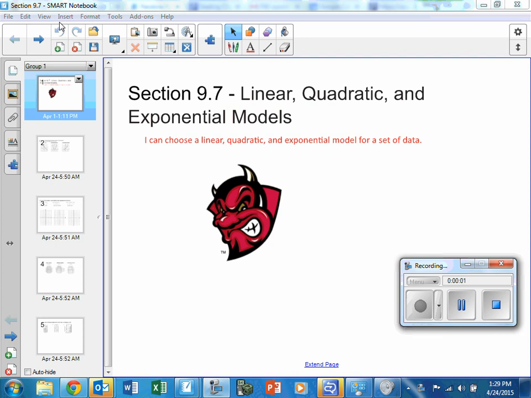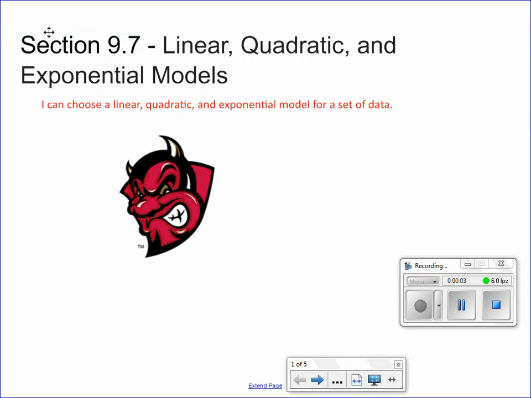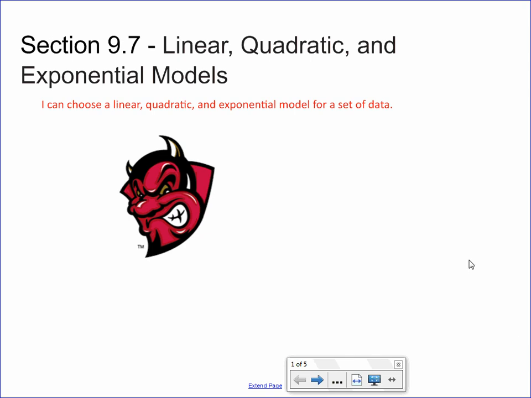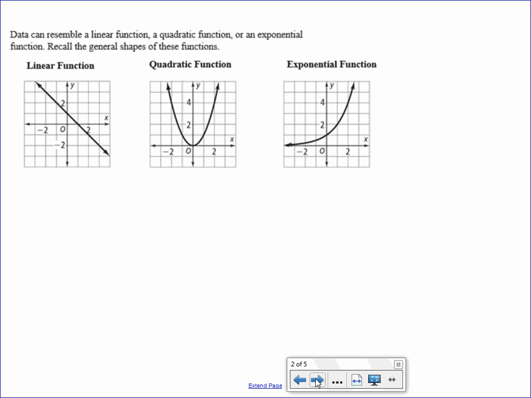Okay, today we're going to be looking at section 9.7, which deals with linear, quadratic, and exponential models. So we're going to be trying to decide which model would fit the data best. Hopefully by the end of this section you can say, I can choose a linear, quadratic, or exponential model for a set of data. So just quick reminders, review what linear, quadratic, and exponential functions look like.